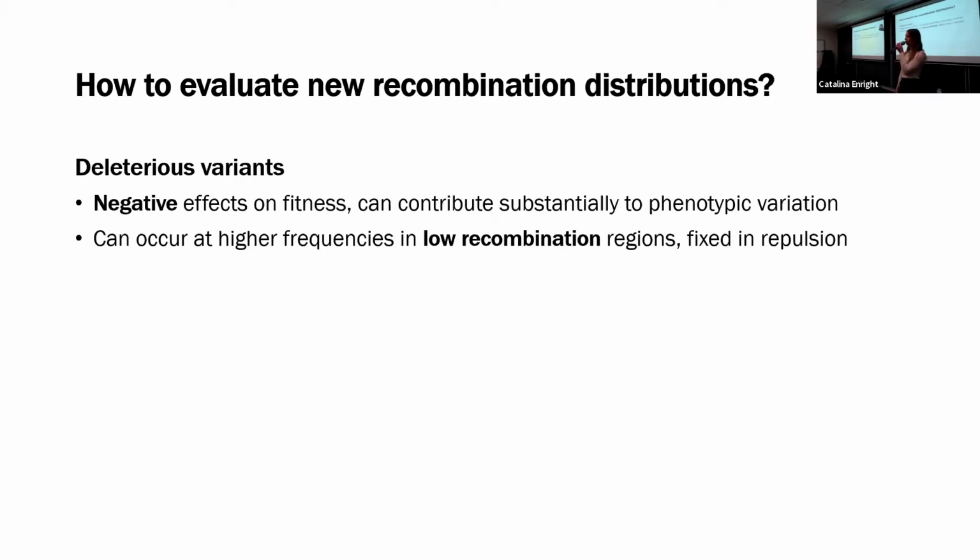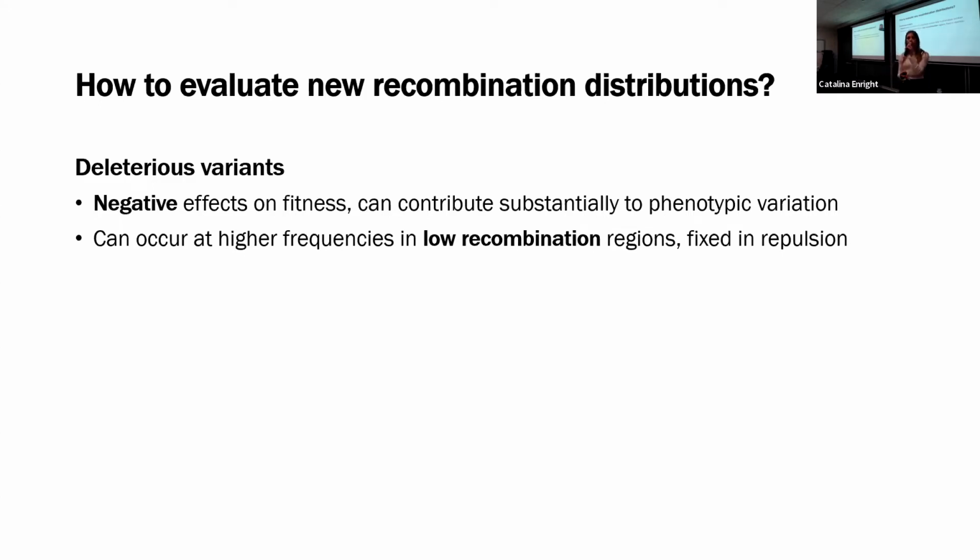This actually raises a tricky question then of how do you test and evaluate the effect of recombination in regions of the genome where we've rarely measured it, using biological priors in your simulation. I thought that deleterious variants could present a good signal for us. These are mutations that tend to have a negative effect on fitness, and they can contribute substantially to phenotypic variation. This could be something like an early stop codon or a non-synonymous coding variant, and they can occur at higher frequencies in lower recombining regions where they haven't been able to be purged from the genome.